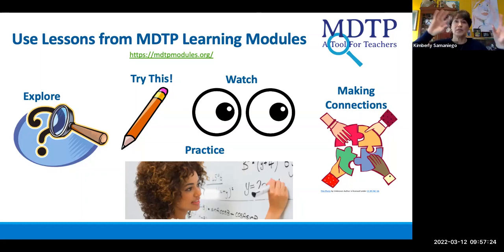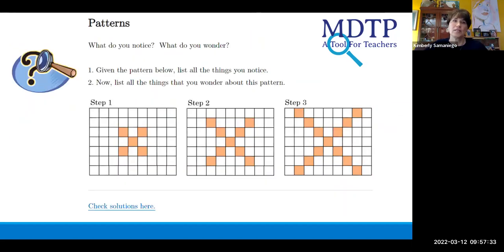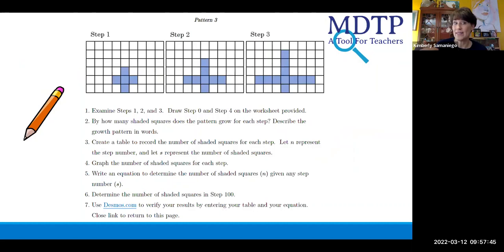Now, these are not completely in order. We always started with an Explore, we end with a practice, but the other pieces in there also could be repeating in and out of the modules. So this is a module on patterning. And this is for linear. This is our first week. Patterns, what do you notice? What do you wonder? And in the first lesson, they try this.